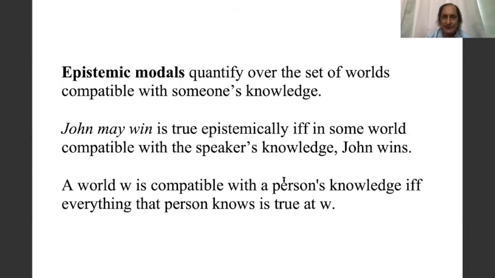Okay, epistemic modals, we said, quantify over the set of worlds compatible with someone's knowledge. So John may win is true epistemically if and only if, in some worlds compatible with the speaker's knowledge, John wins. And a world W is compatible with the speaker's knowledge if and only if everything that the speaker knows is true at W. Okay.